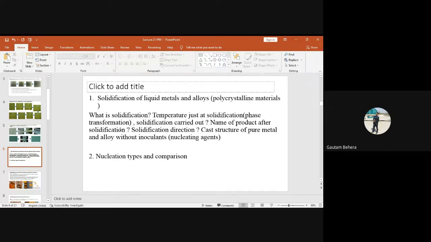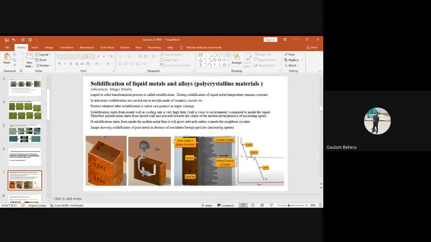So the name of the product after solidification, as I told, is called ingot. Or some people call it casting or cast product. Solidification direction. Okay, I'll show you solidification direction from the cast structure of a pure metal. Okay, just have a look.